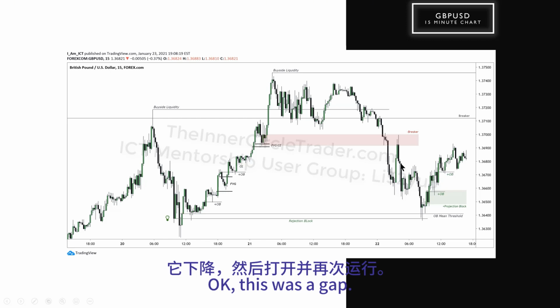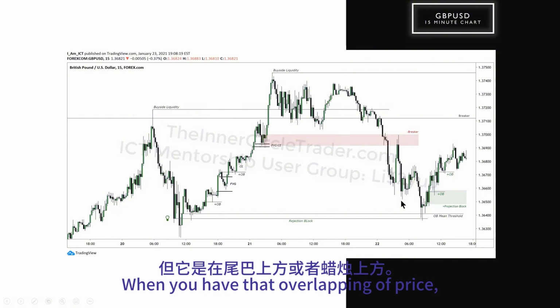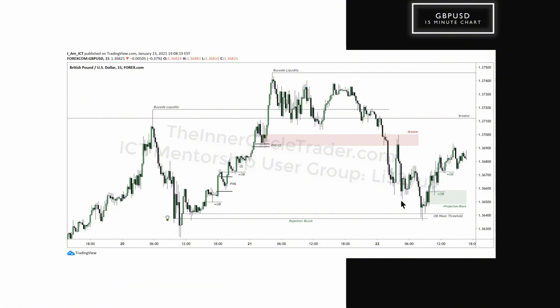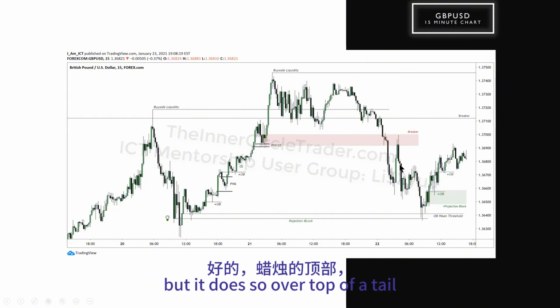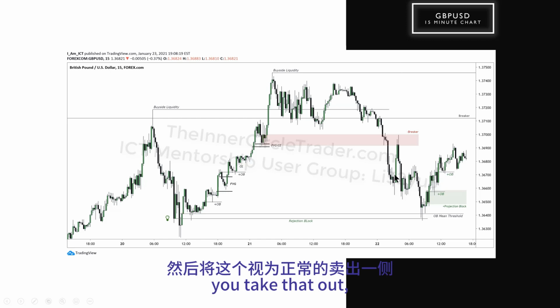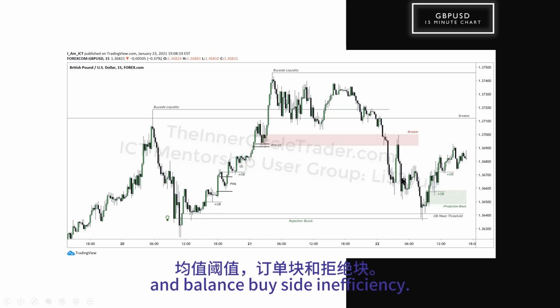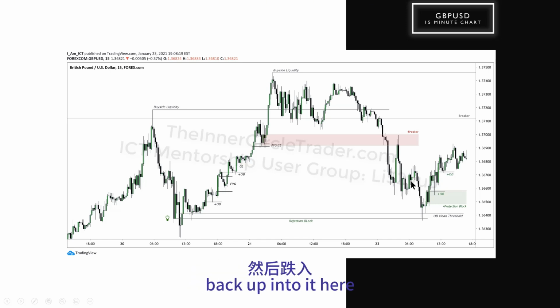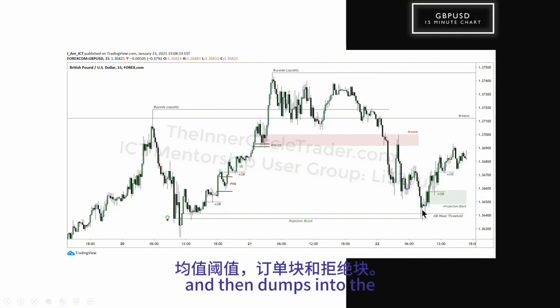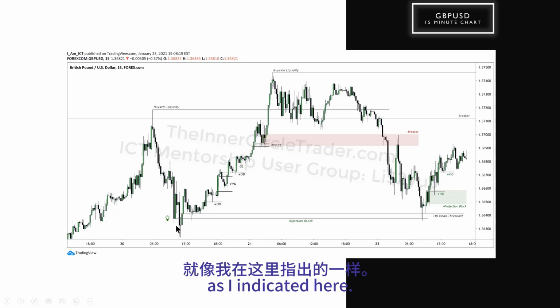Okay. This was a gap. It runs down, then it opens and runs back through it again. When you have that overlapping of price, but it does so over top of a tail or over top of a wick, the top end of a candle, you take that out, disregard that, and then consider this as a normal sell side imbalance, buy side inefficiency. And then market trades back up into it here and then dumps into the mean threshold, the order block, and the rejection block as I indicated here.